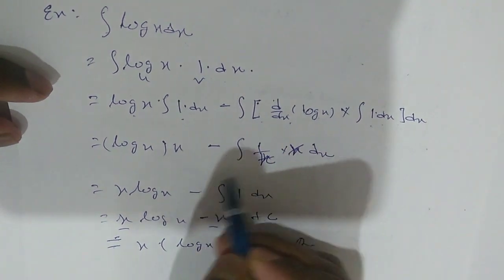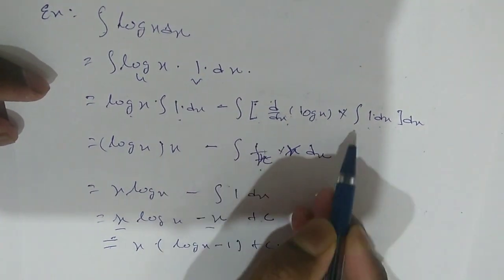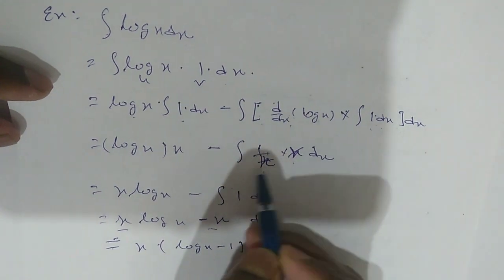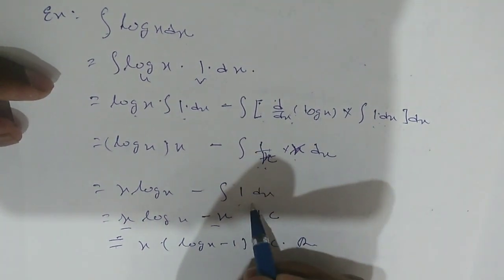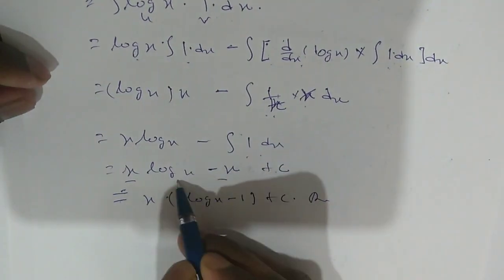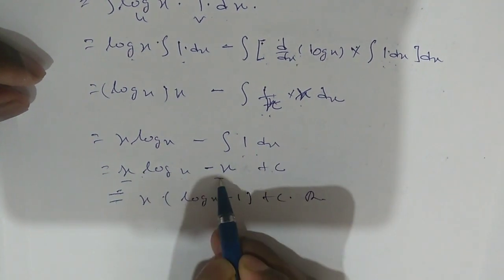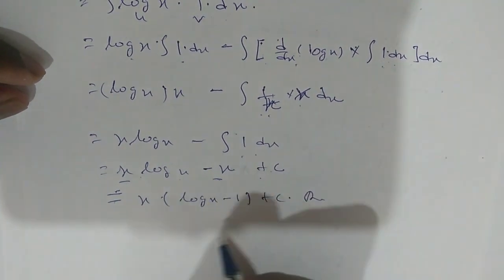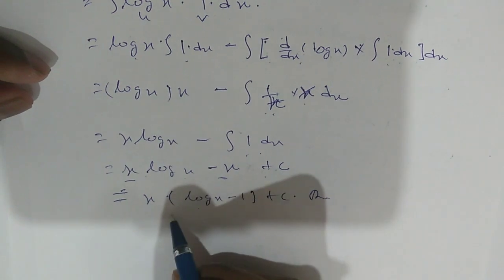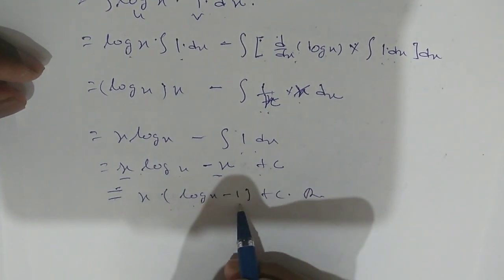Then differentiation of log x is 1 upon x, and here we get x. So x cancels out, and we get integration of 1 dx. So we get x log x minus x plus c. Taking x as common, write x within bracket log x minus 1 plus c as your answer.